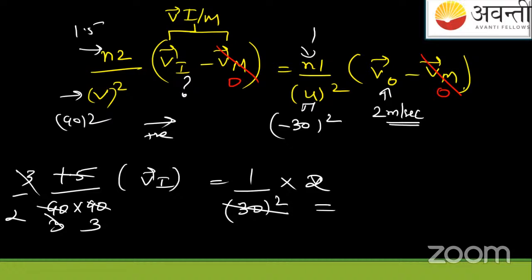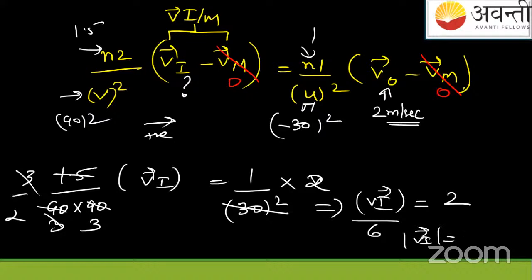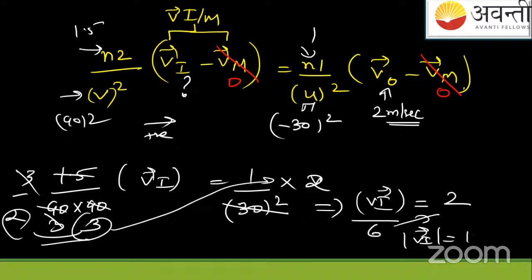So we get the equation: velocity of image upon 1 by 6 equals 2. So from here we get the magnitude of the velocity of image. 2 into 3 is 6, 6 into 2 is 12. Cross multiplying, you'll get the velocity of image as 12 meters per second.